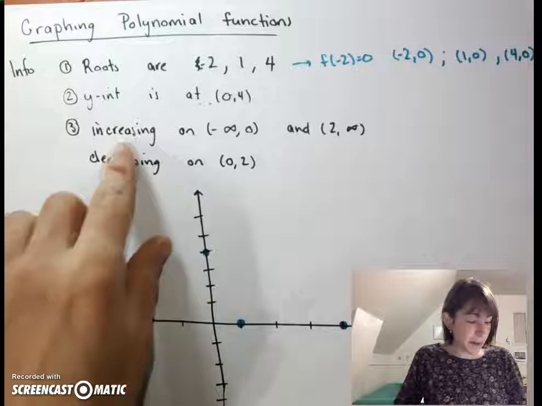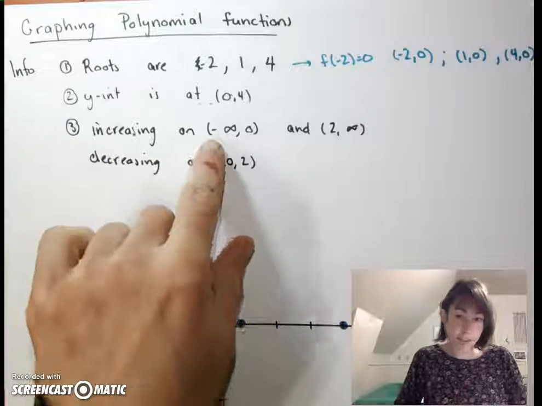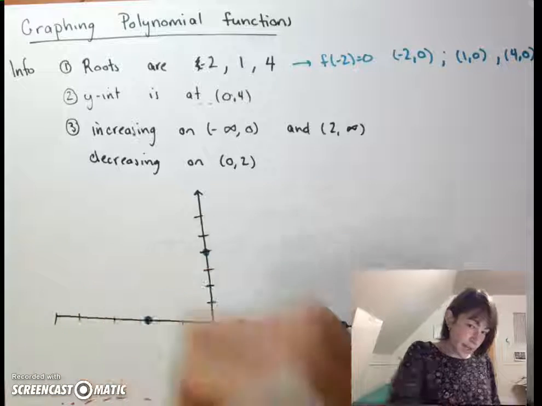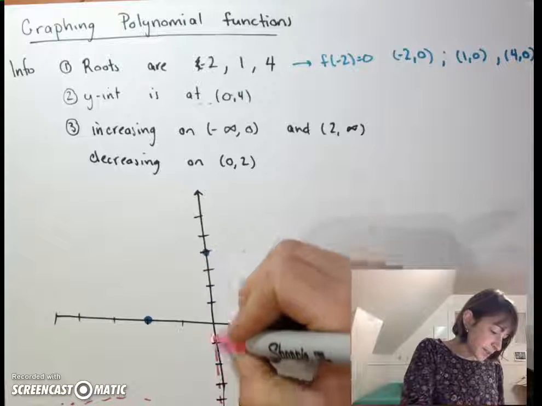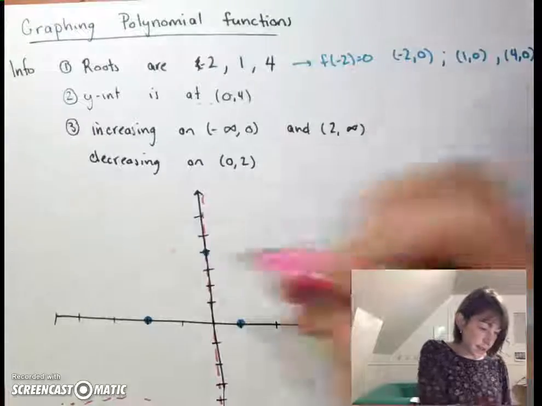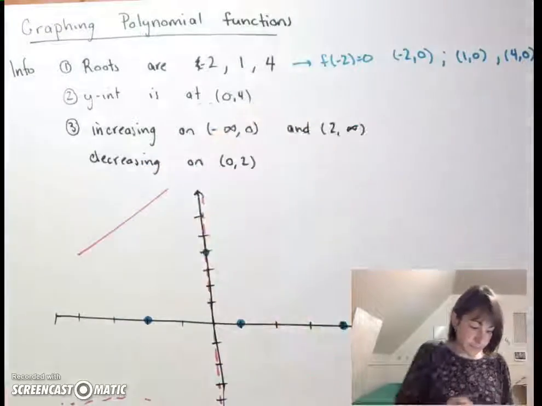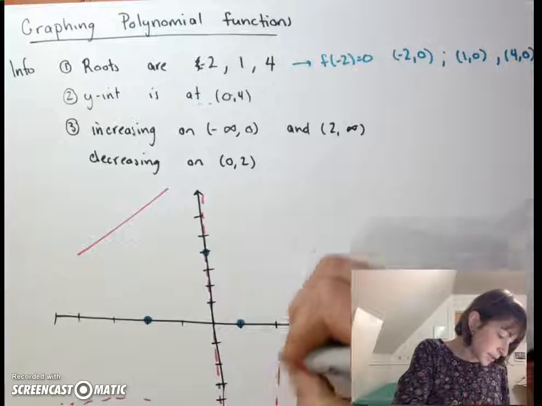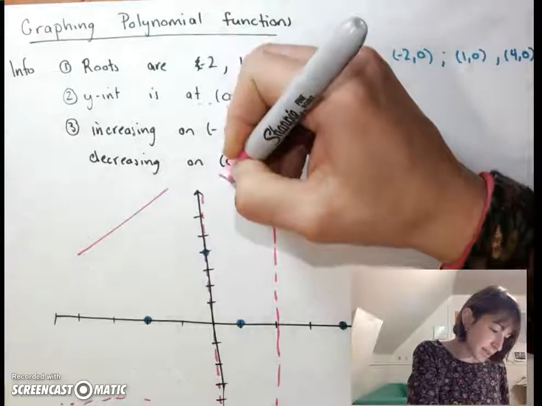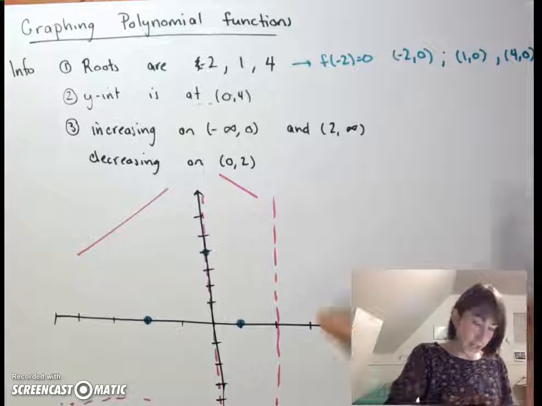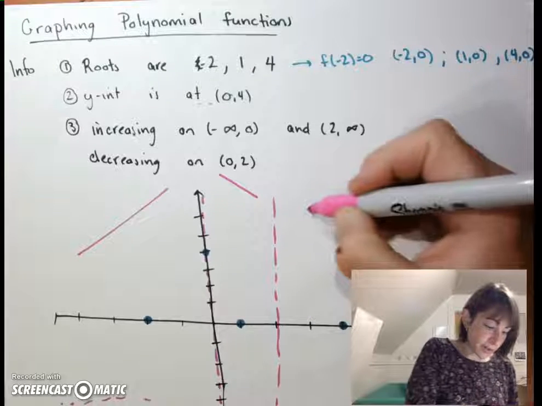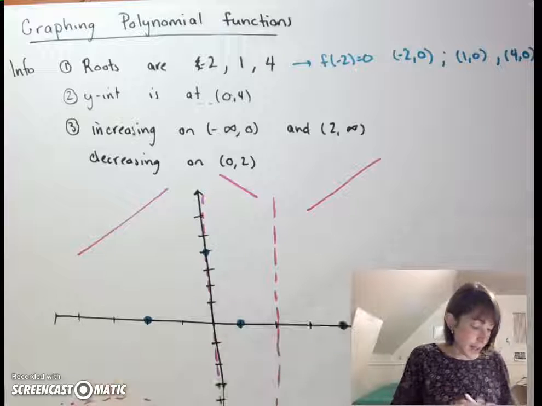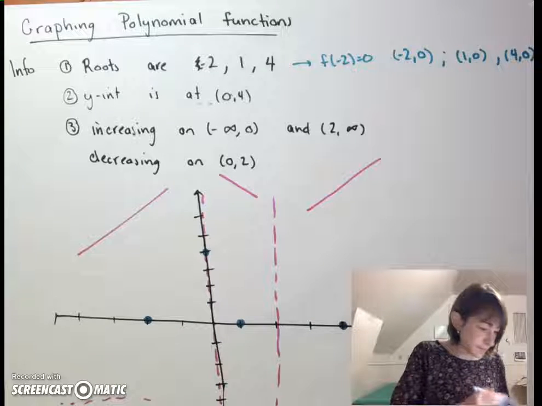Then I know that my graph is increasing from -infinity all the way up until 0. So all the way on this side of the graph until I get to this dotted line, my graph should be going up. I'm decreasing between 0 and 2, so between the dotted lines, my graph should be going down. And then I'm increasing again from 2 to infinity, so afterwards I should be going up. So this tells me how I can connect up these 4 dots.